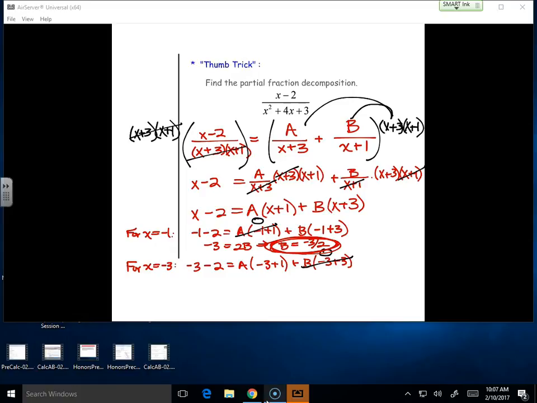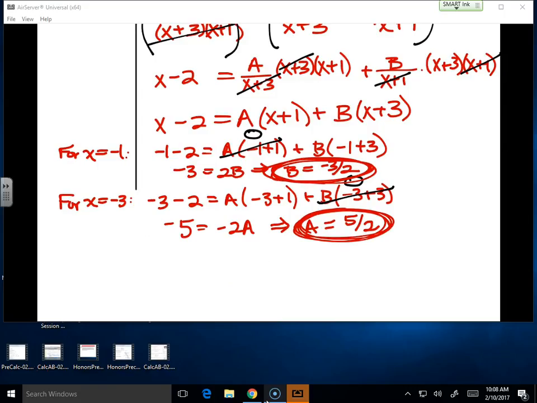The next one, we end up with -5 equals, what does the coefficient of A become? -2A. See it? So what does A become? Careful, yeah, divide by 2. Now, I know quite a few of you saw it even before I started the math. Karina, why was my -1 and -3 strategic? Because you can set x plus 1 and x plus 3 equal to 0, and you just use it.